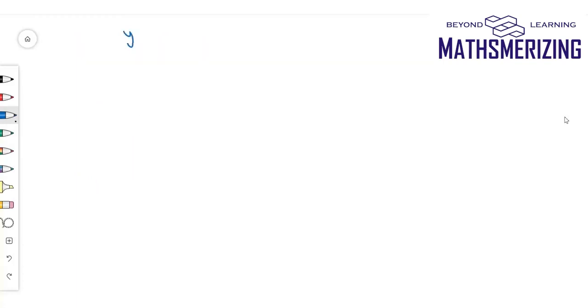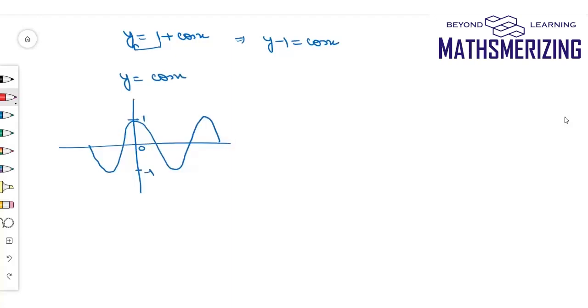Suppose I want to draw the graph of y equals 1 plus cos x. Now the first thing that I need to know here is it's not a transformation of x, it's a transformation of y. Basically I can write it as y minus 1 equals cos x. So my basic graph here is y equals cos x. Now I need to draw the graph of y minus 1 equals cos x. So what I'll do is I'll shift the entire graph plus 1 units along y-axis.